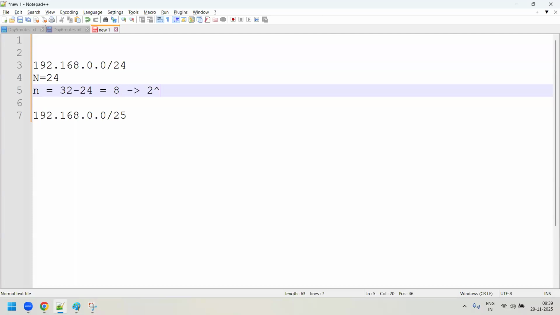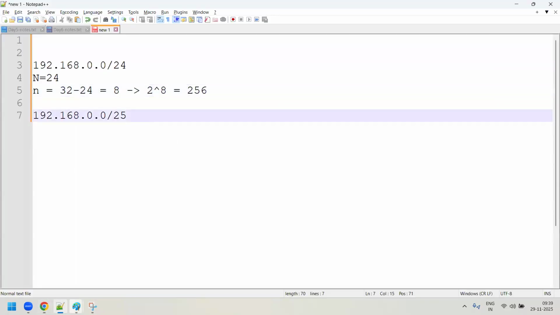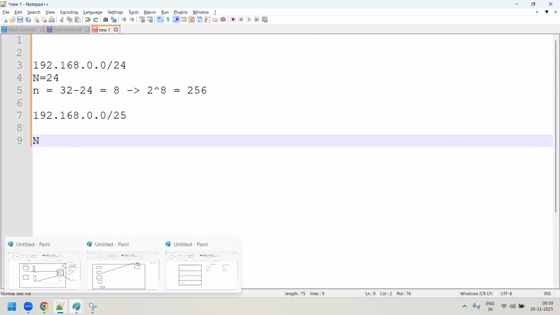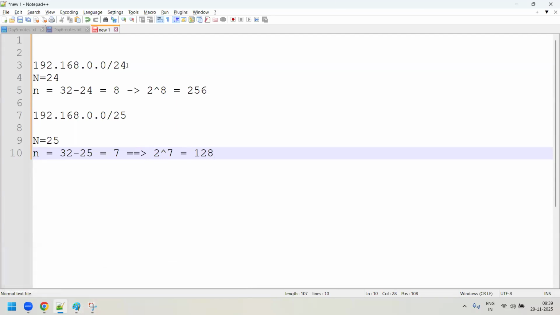So what is 2 to the power of 8? 256. Okay, fine. Now, here capital N is equal to 25. The small n is 32 minus 25, which is 7. What is 2 to the power of 7? 128. So which is the CIDR notation which can accommodate more devices or more IPs?